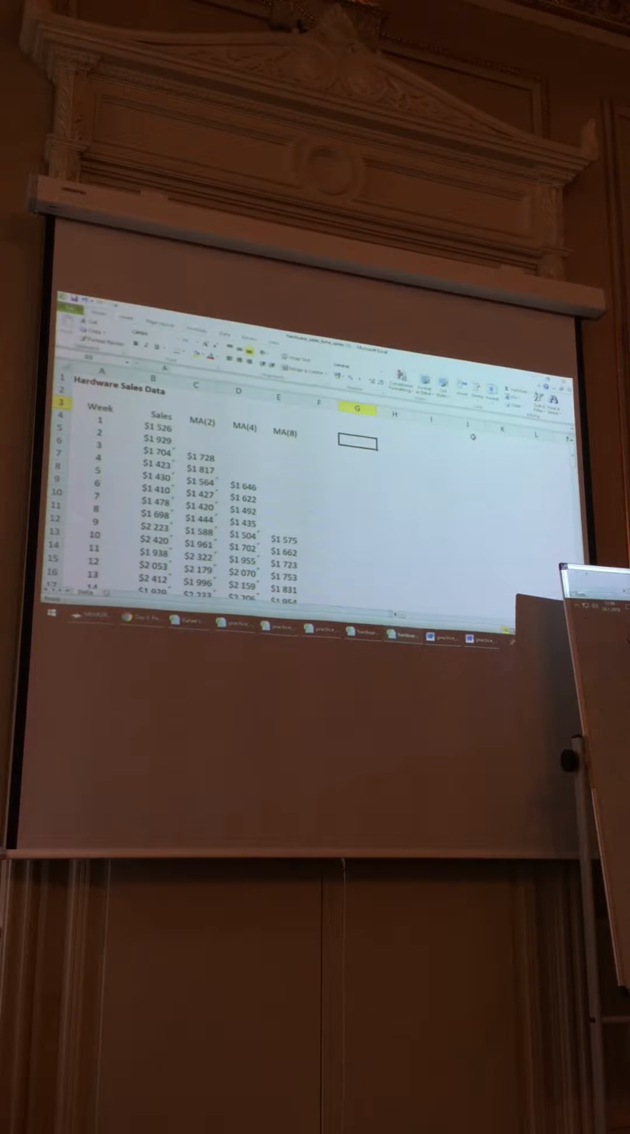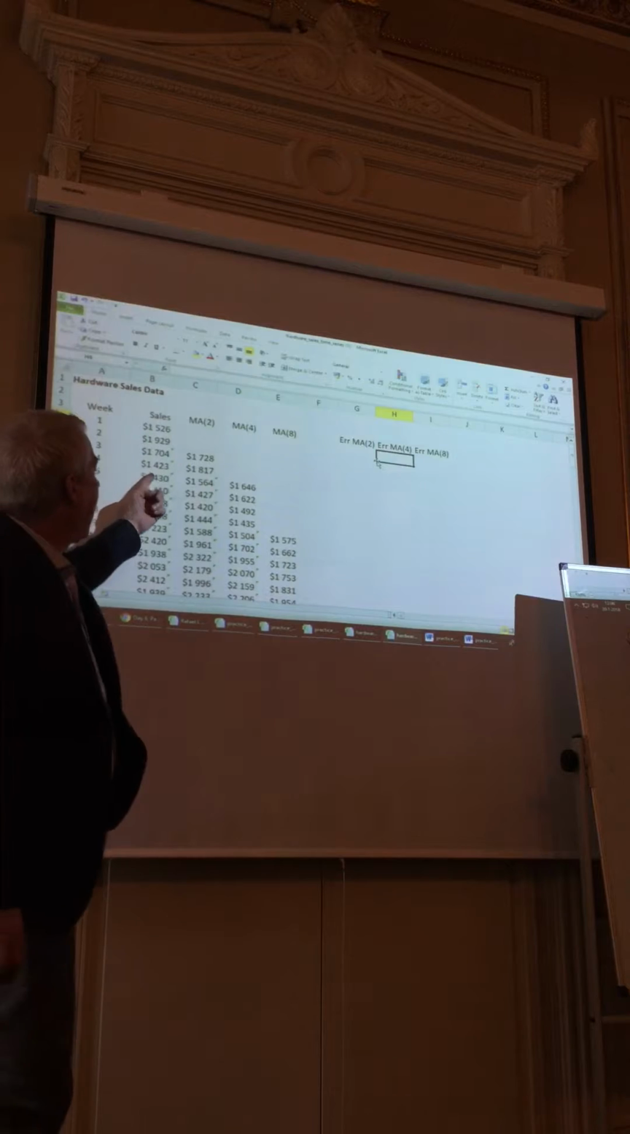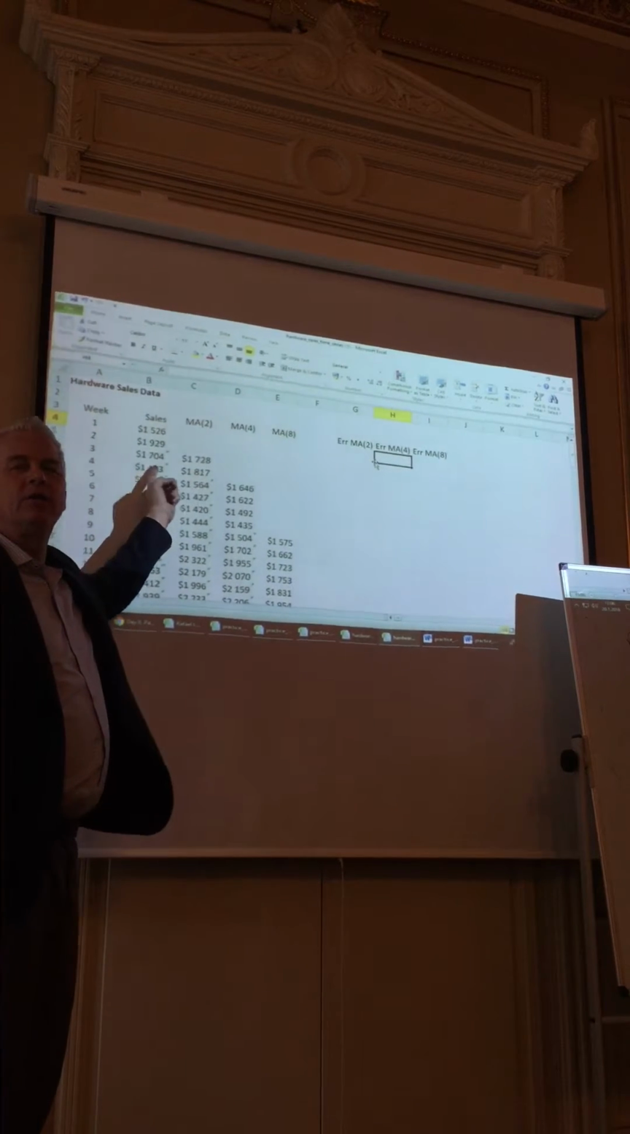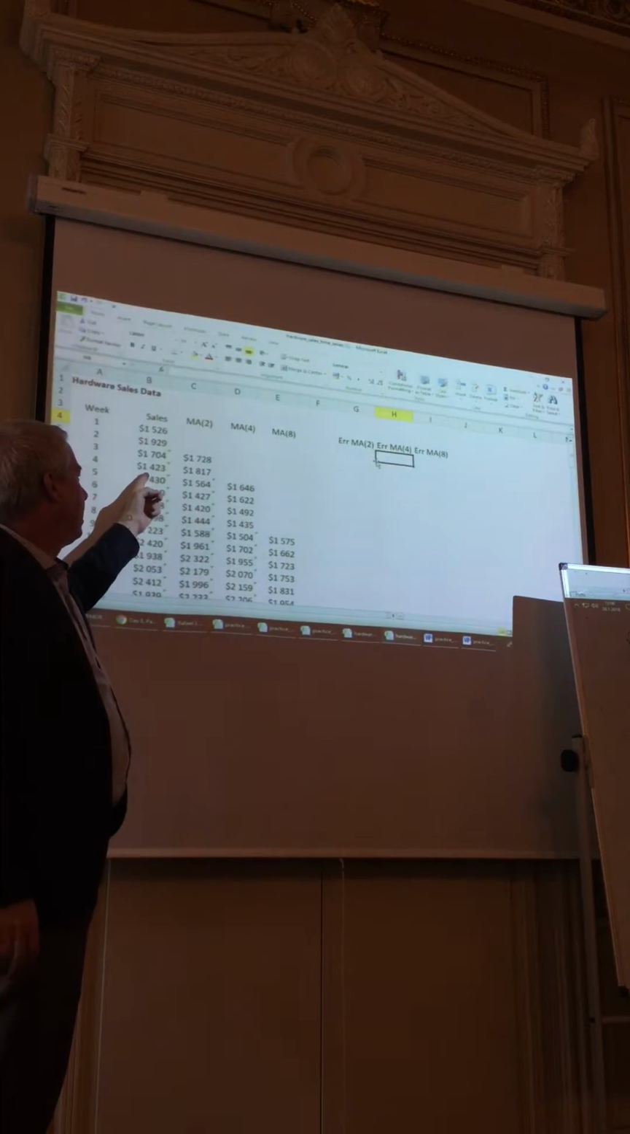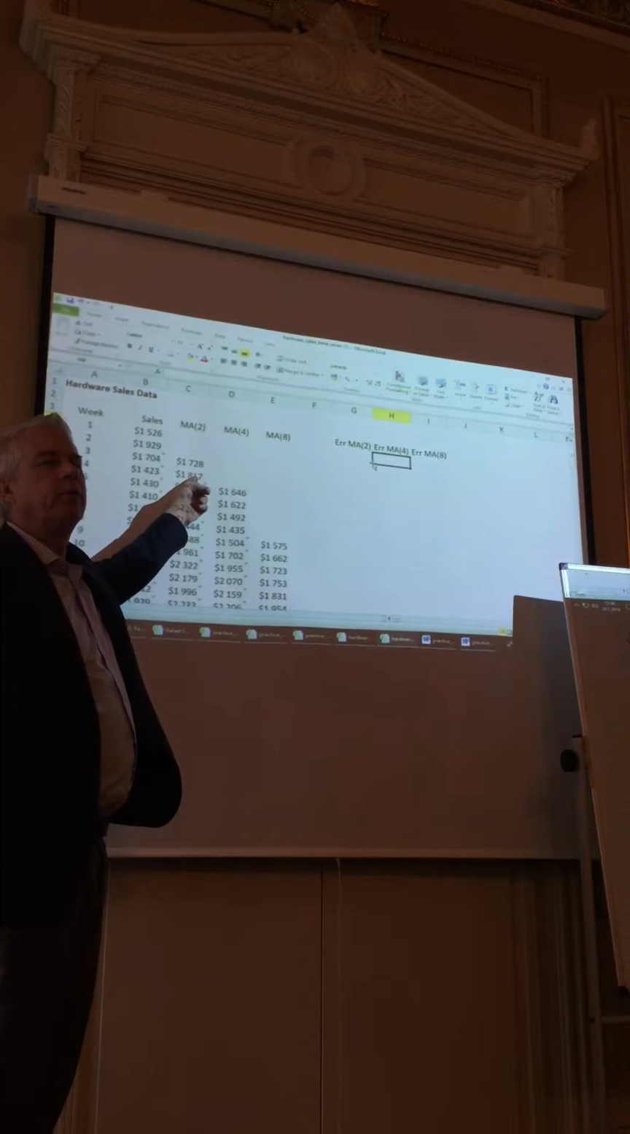All right, so over here in some other columns, I'm going to leave a space for later. I'm going to calculate the errors. So I'll call it error MA2, and I'll copy that label to the right, so I'll do the error for 4 and the error for 8. There's several ways to compute the error, but essentially what we want to do in computing the error is we want to take the actual and see how far away it is from the forecast, right?